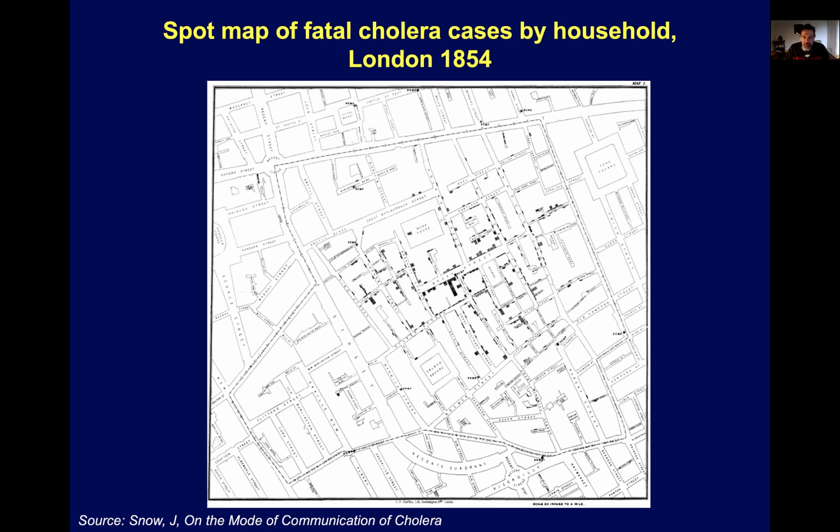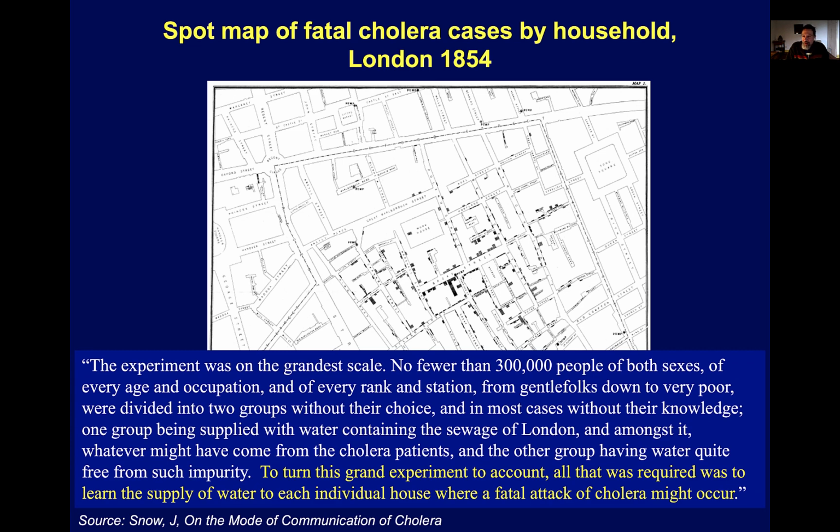In fact, a better scenario couldn't have existed for Snow to test this hypothesis because in many cases, two adjacent households would receive water from different water supply companies. And he immediately grasped the strengths of the natural experiment that these circumstances provided. And in Snow's words, he said, "To turn this grand experiment to account, all that was required was to learn the supply of water to each individual house where a fatal attack of cholera might occur."